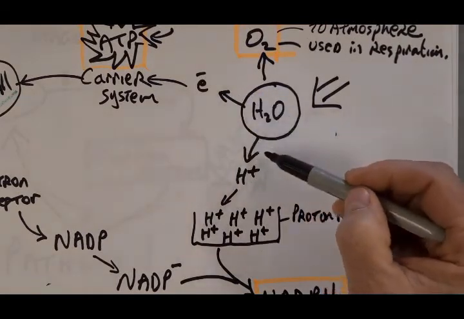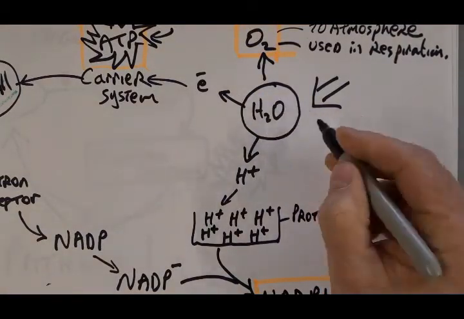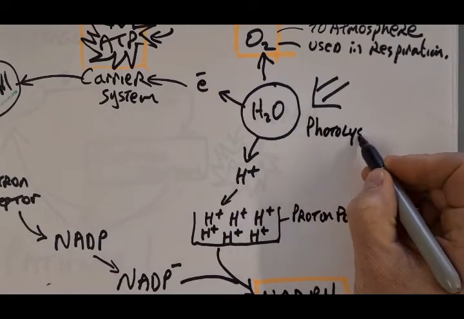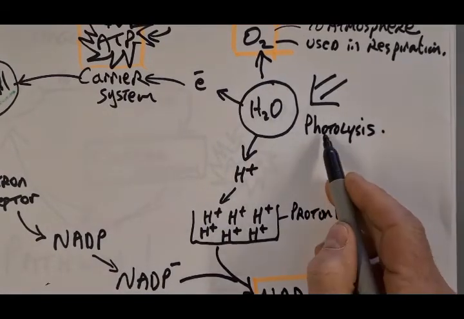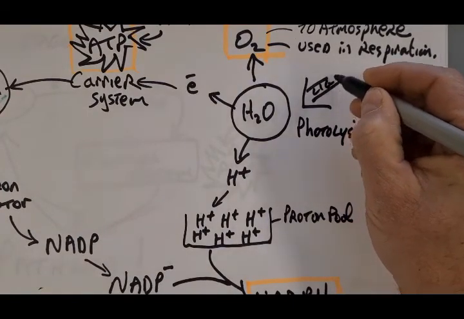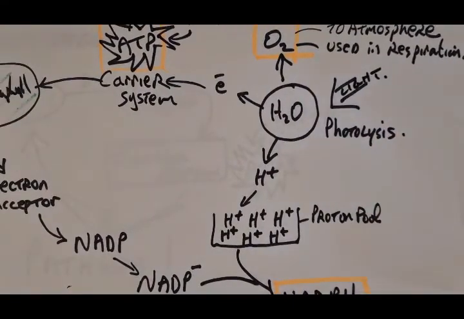Okay, so you have the three products of the splitting of water to know about, and the splitting of water is called photolysis. Okay, photo means light and lysis means split. So light can split water.